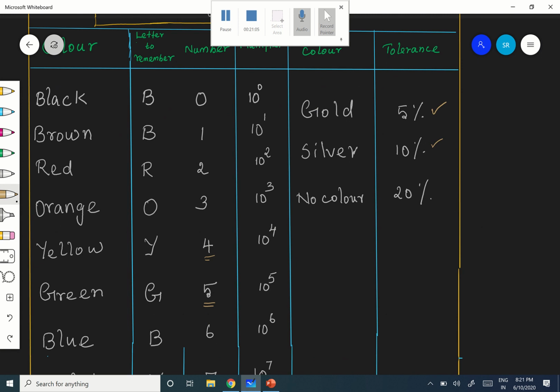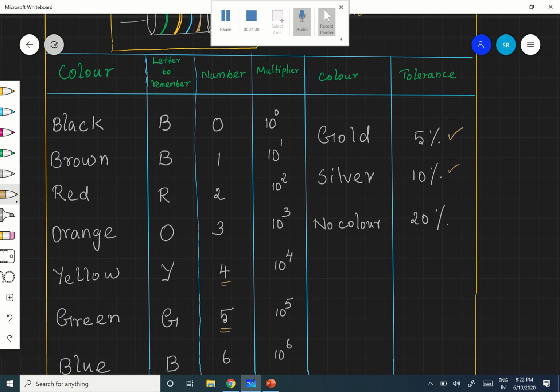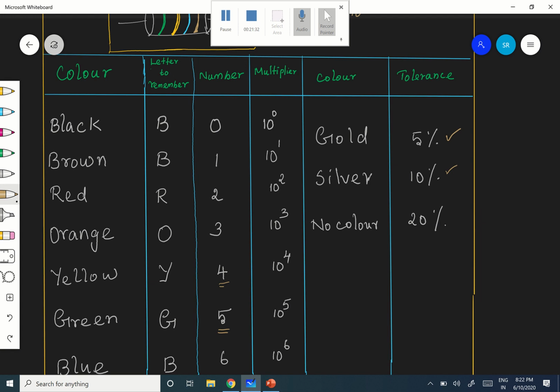Therefore, 10 power 6. Okay, let me have this one first. Here you can have into 10 power 6, that is followed by 6 zeros. Are you following? Hope you are following me. See, the first one is green. Green means it is 5. Then yellow, yellow is 4. Then blue.